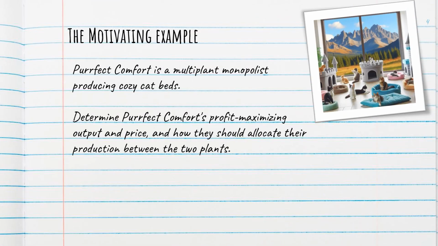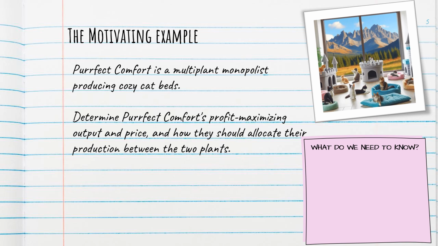Our goal is to determine Perfect Comfort's profit maximizing output and price and to determine how they should allocate their production between the two plants. What do we need to know in order to answer this question? We need to know each plant's marginal cost curve as well as the inverse demand curve.